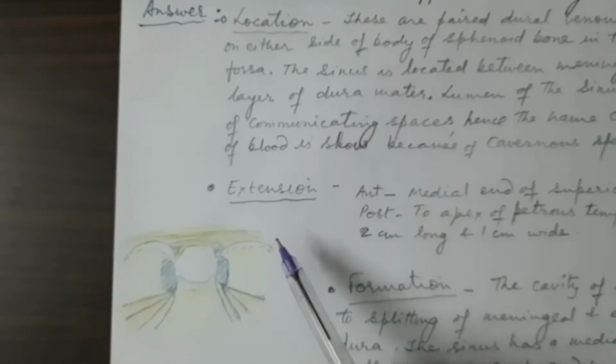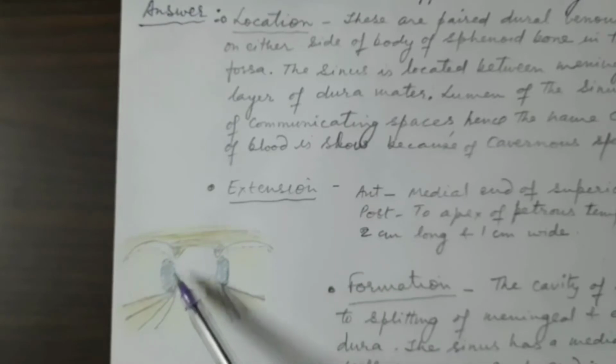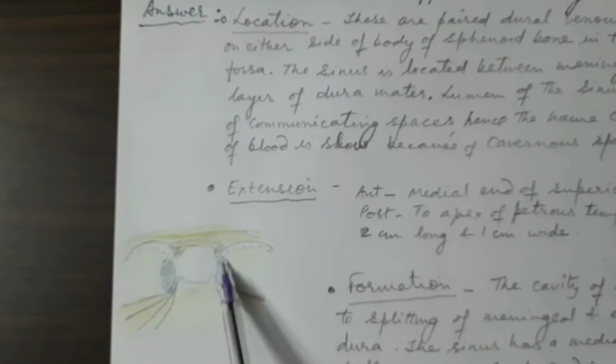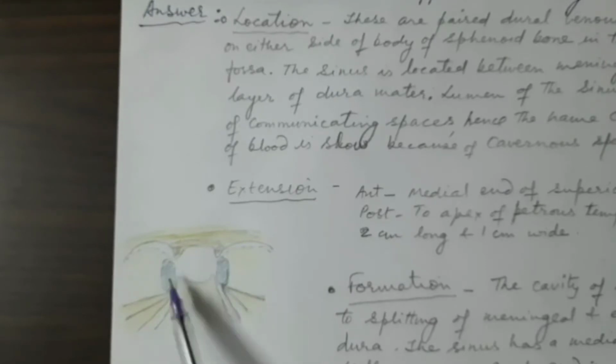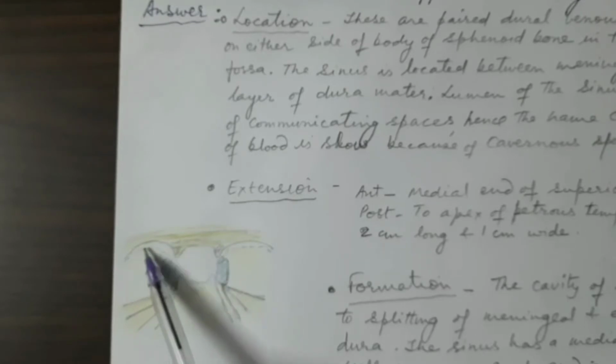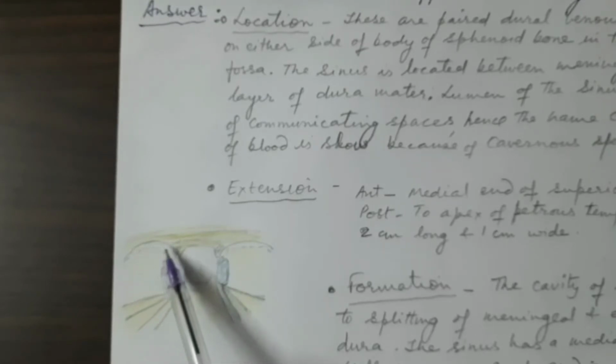Okay, now I come to the second point, extension. Again, see this extension, though I have covered it. What is the anterior extension of this cavernous sinus, on the right or the left side? Anteriorly, it is the medial end of the superior orbital fissure.